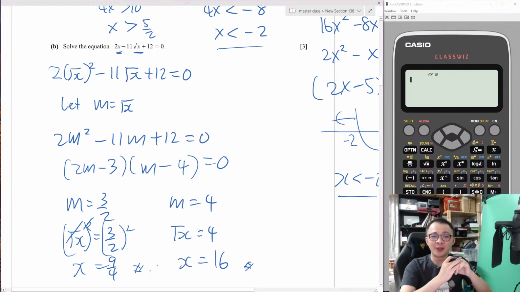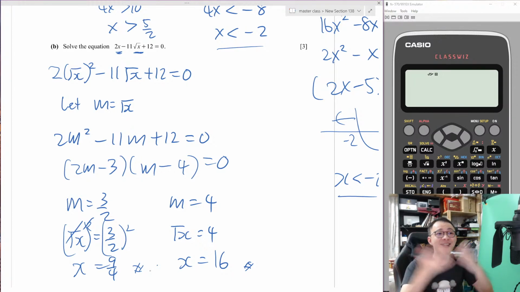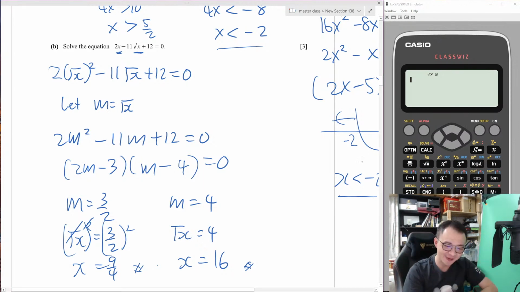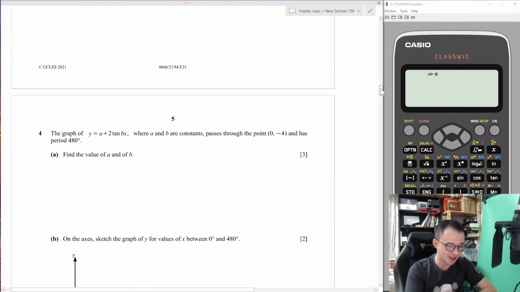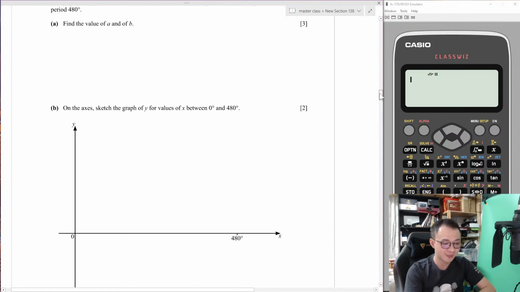Alright, so how to divide 2 into the whole equation? You just divide 2 for every single one. Okay, so move on because we have so many questions I want to discuss.